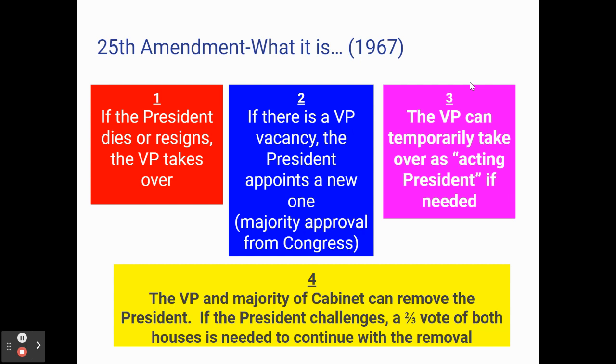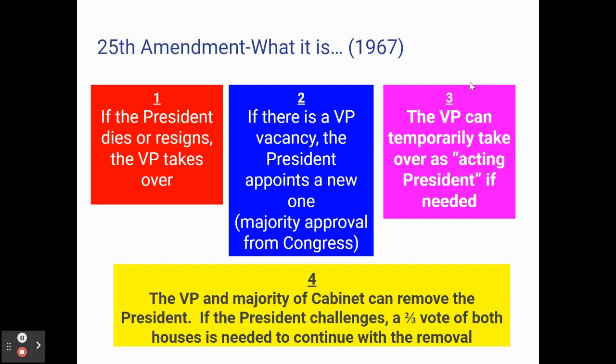So if you get the vice president and a majority of the cabinet secretaries to vote, they can remove the president. This is highly unlikely because remember, the vice president and all the cabinet secretaries were basically chosen by the president. So this would be betraying the person that gave them their jobs in the first place. But let's say that it actually happens. Then it's up to the president at that point to say, you know what, you're right, I'm no longer able to be president, or he can challenge it.